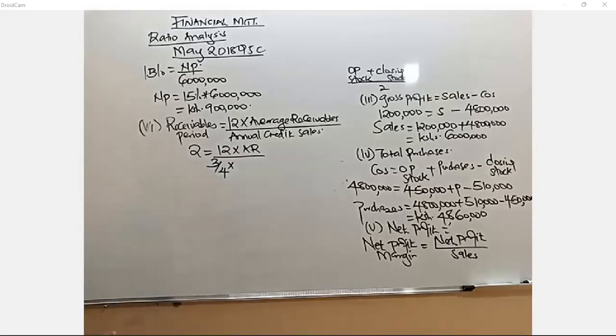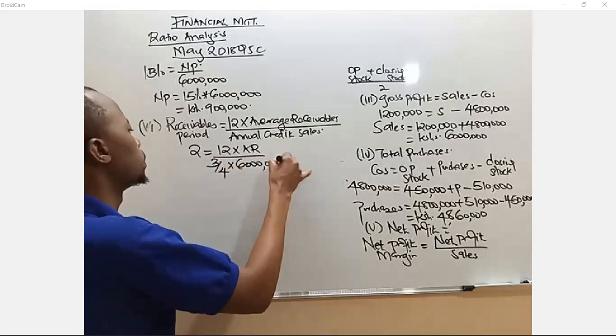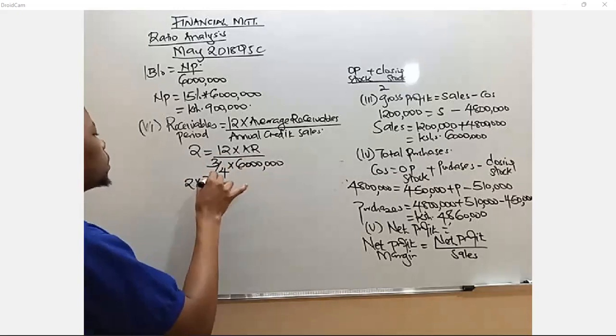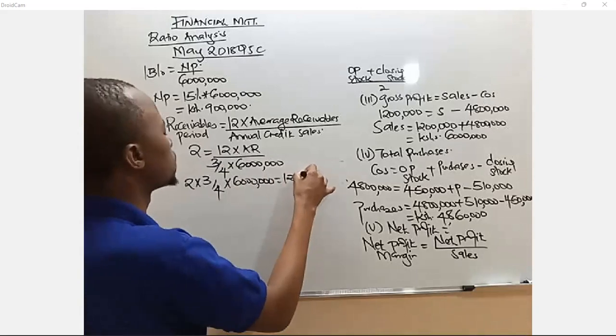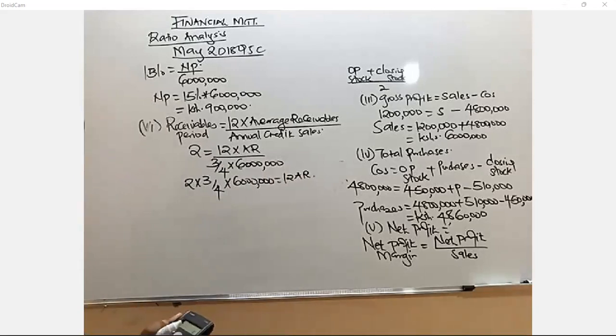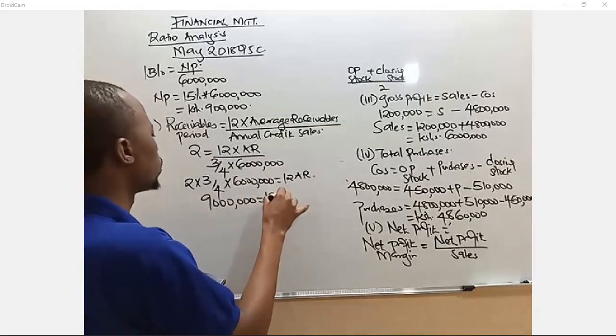3/4 you multiply by how much was our total sales? Your total sales was 6 million. So in this case, I just need to take 2 times 3/4 times 6 million, which is equal to 12 average receivables. So 2 times 3 divided by 4 is 1.5, times 6 million, getting 9 million, should be equal to 12 AR.